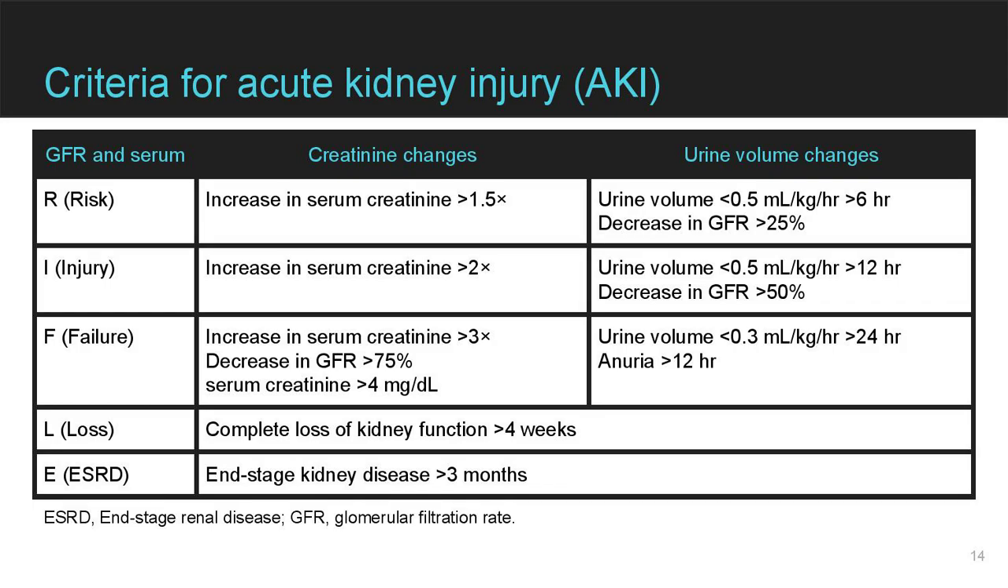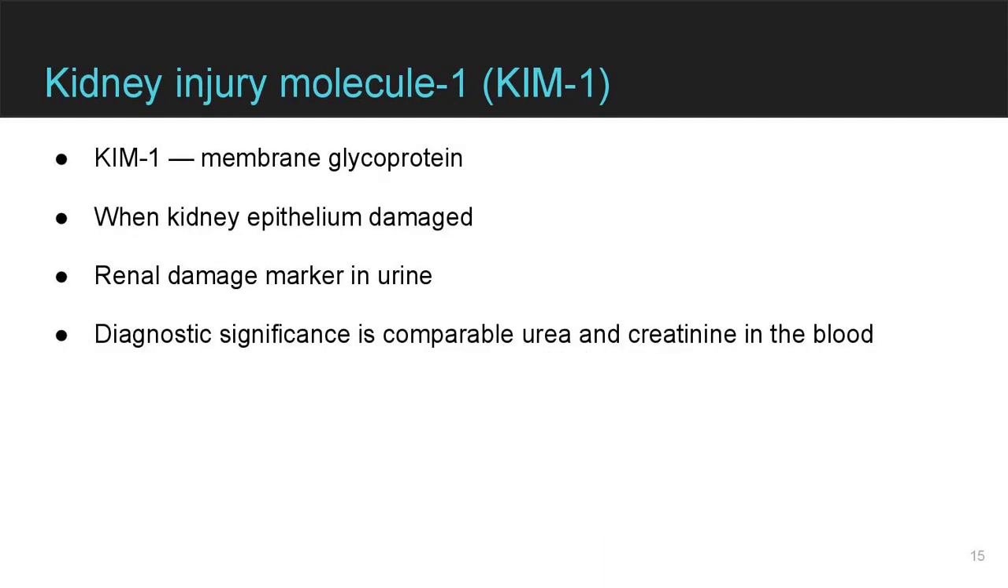Here, we know several types of molecules which we can use to estimate kidney injury. The first one is kidney injury molecule 1, or KIM1. This molecule is a membrane glycoprotein, and it is expressed by the epithelium of the kidney. And after damage of the kidney, this molecule is transported into urine, and if we estimate the concentration of KIM1 in urine, we can estimate the fact of damage of kidneys.